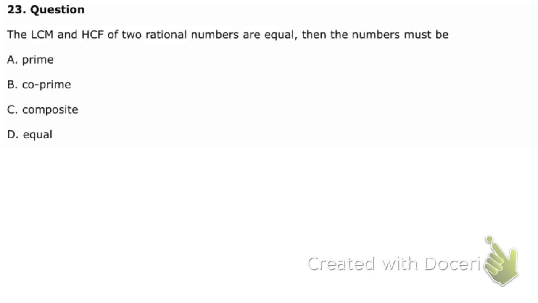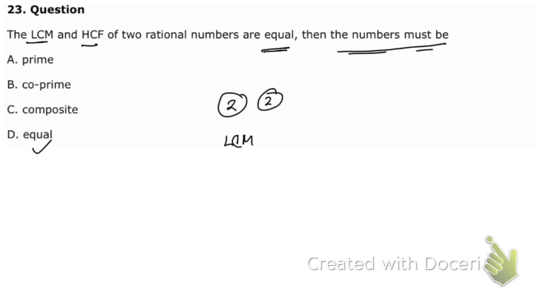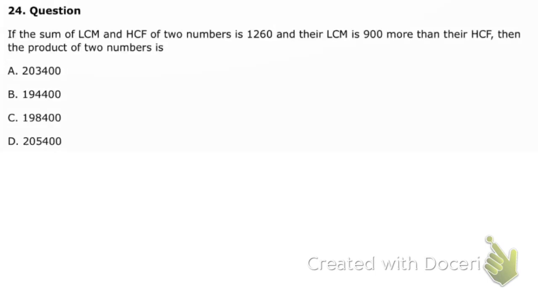Now you see, if the LCM and HCF of two rational numbers are equal, then the numbers must also be equal. If you take two same numbers, only then you get LCM and HCF equal, otherwise it is not possible, right? Okay, so now the next question: the sum of the LCM and HCF of two numbers is this, their LCM is this, then what will be their HCF?